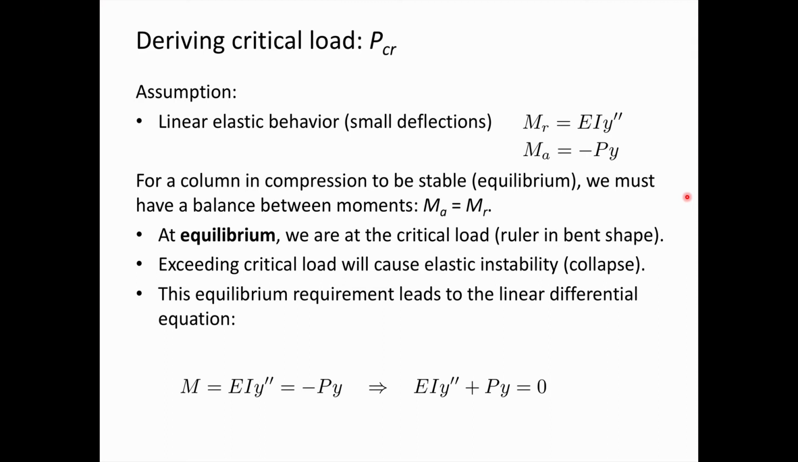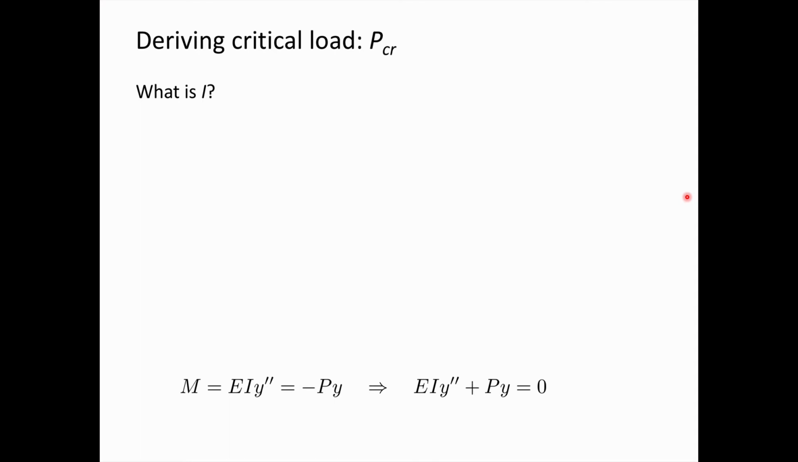If the moments are equal, then we can say that EI y double prime plus P times y is equal to 0. So this is a linear, homogeneous, second order differential equation. And this is something that I hope you've spent a fair amount of time with in previous courses in finding the solution for. So let's dig into this a little bit more.